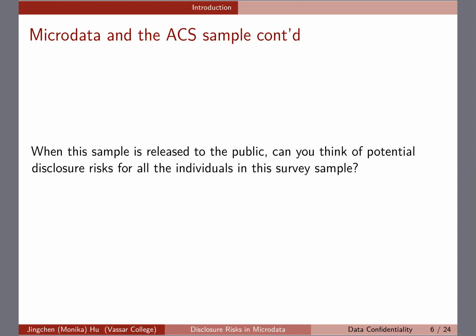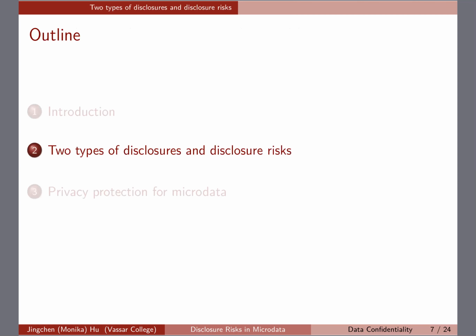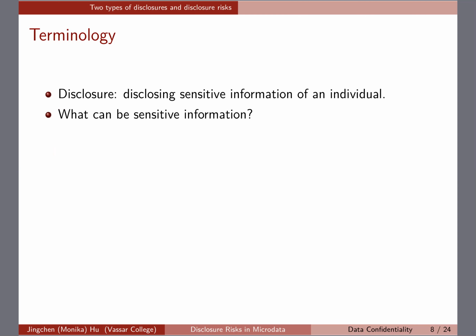I guess we're already hinting at this, not only with the to-do list that I provided, but also from the discussion. So let me jump to the 2 types of disclosures and disclosure risks. The one that I've been talking about, which we will see soon, is what we call identification disclosure, where we are trying to identify somebody in the survey. Let me cover a couple more terms beforehand. Disclosure, let's define it as disclosing sensitive information of an individual or a collection of individuals.